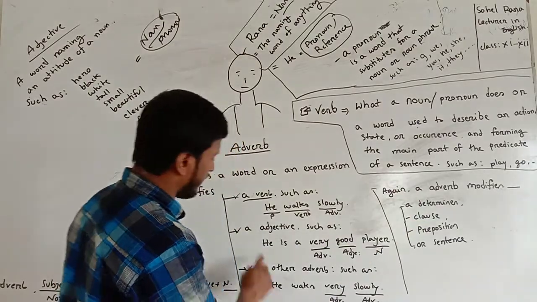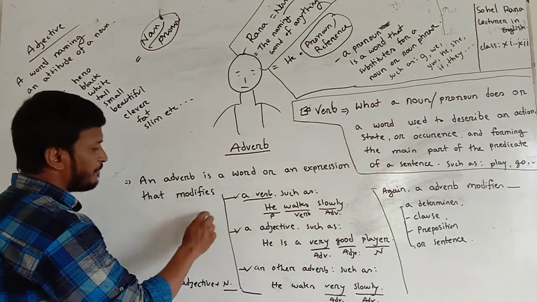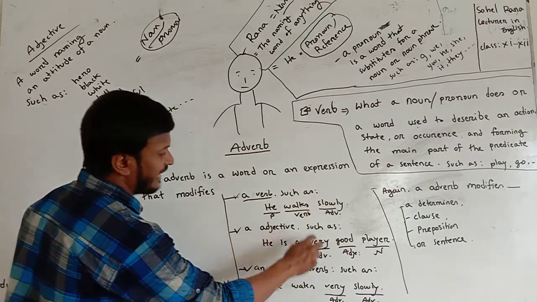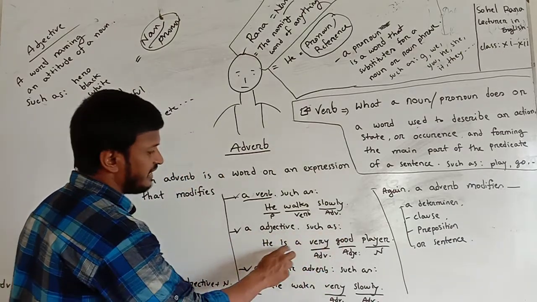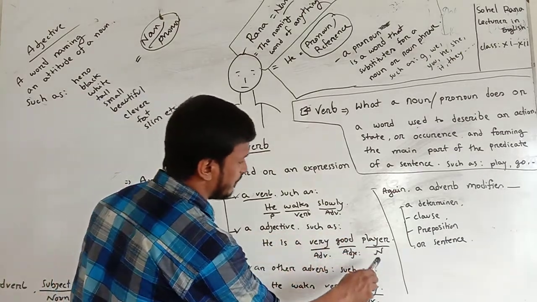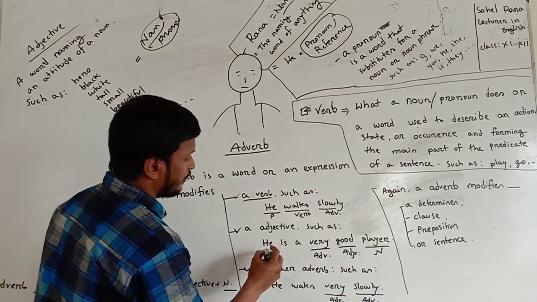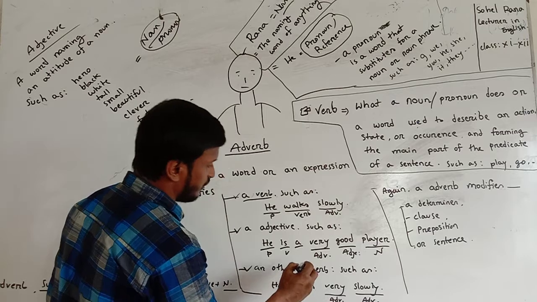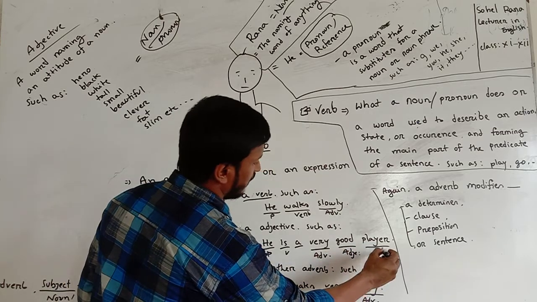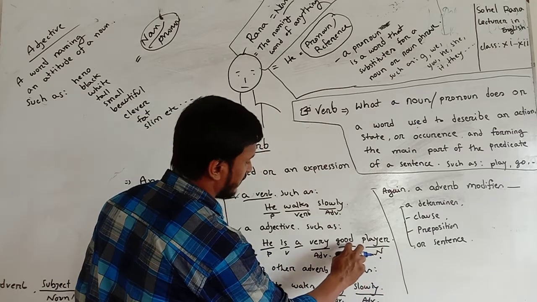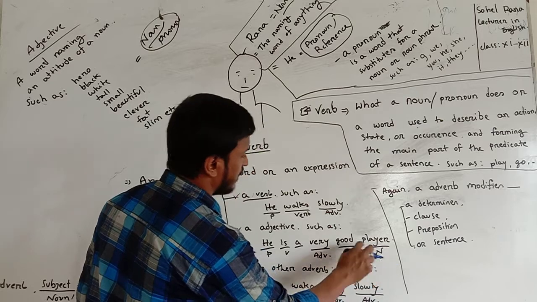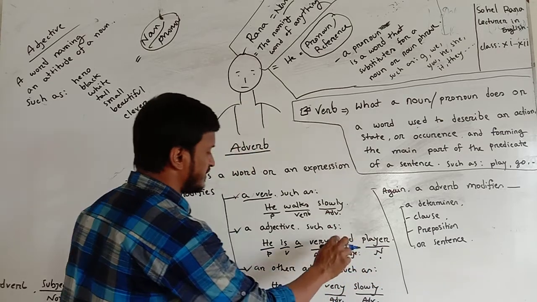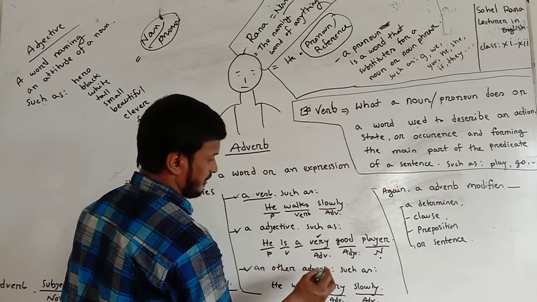Then an adverb modifies an adjective, such as: he is a very good player. Here, he is a pronoun, is is a verb, a is an article, and player is a noun, and this noun is modified by the adjective good, and good is modified by very.